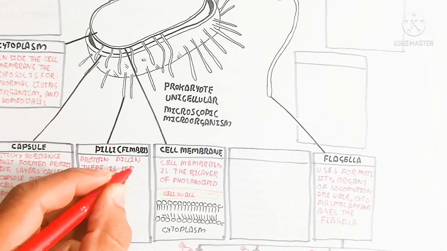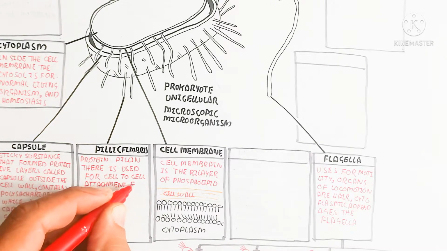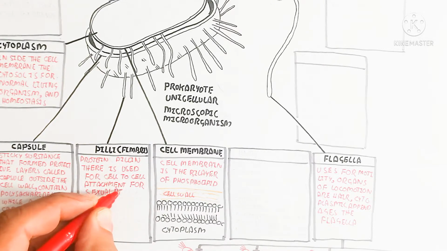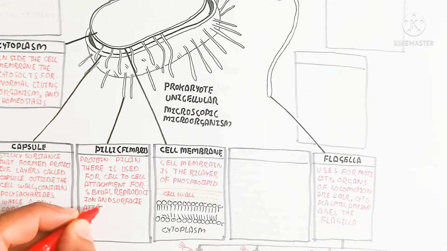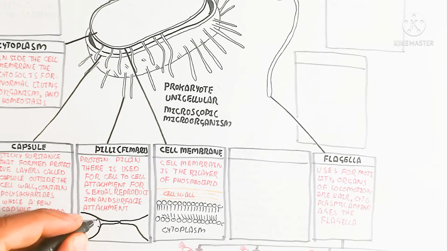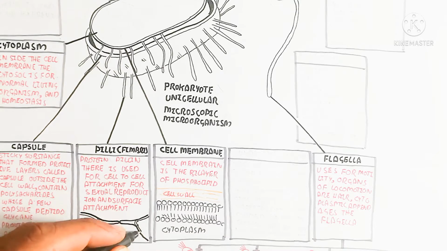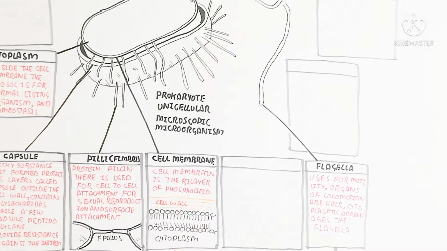The pili or fimbriae are present, which are shorter than the flagella, and contain the protein pilin. They are used for cell to cell attachment for sexual reproduction, as well as for attachment to surfaces. So it is shorter and made up of pilin, while the flagella is made up of flagellin protein. This is the F pilus.